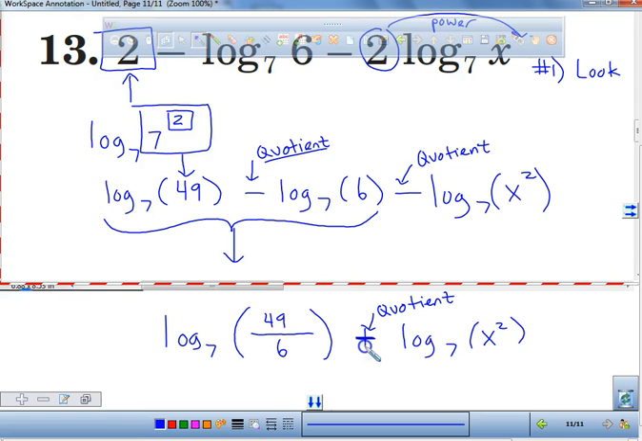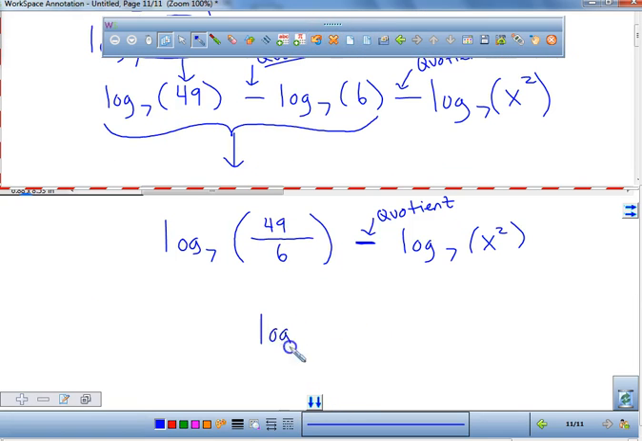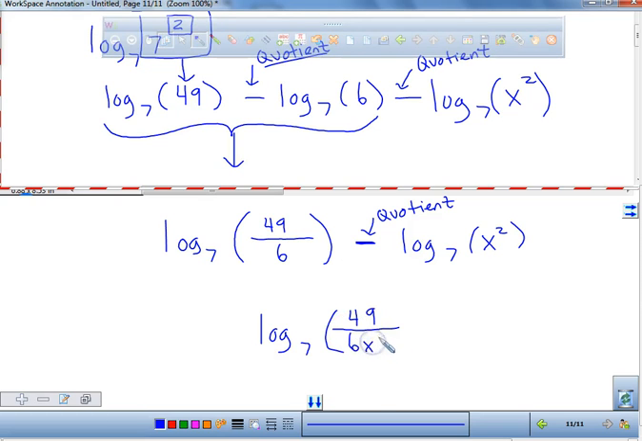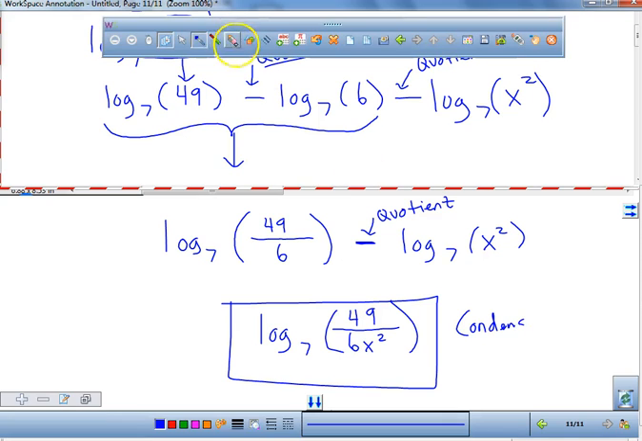If this said plus, then you would take the x squared and put it up top. But since it says minus, the final answer is just going to be log 7 of 49 over 6x squared, because both of these are technically in the denominator. That's why there were 2 minus signs: it had minus log base 7 of 6, and minus log base 7 of x squared. This is 100% condensed. That's horrible handwriting.